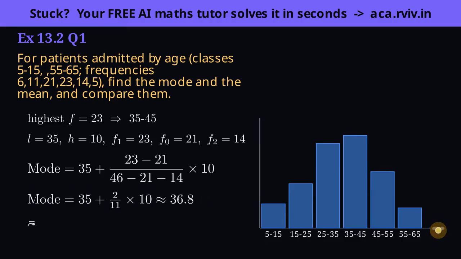Now the mean for comparison. Class marks times frequencies, summed over all 80 patients. That total of products, 2830, over 80 gives 35.37.